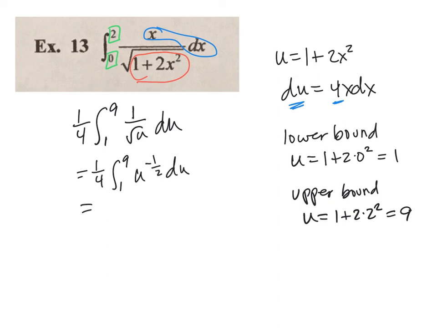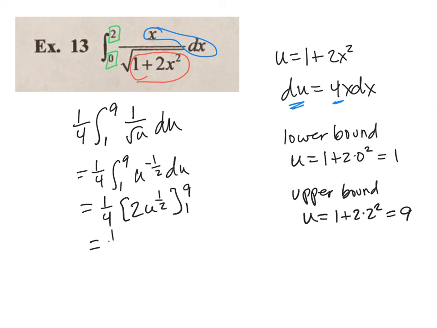All right, and then finding the antiderivative, that would be 1/4 of, let's see, that would be u to the 1/2. Negative 1/2 plus 1 is 1/2, divided by 1/2 is the same as multiplying by 2. So this would be 2u to the 1/2. And then we'll evaluate that at 9 and at 1 and then subtract.